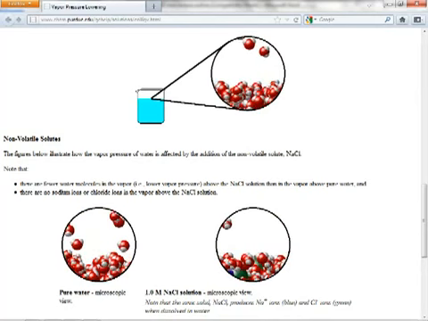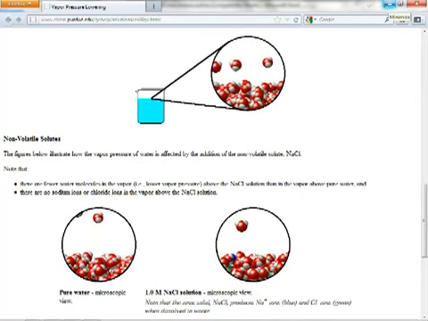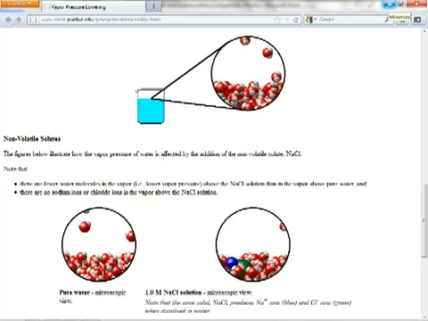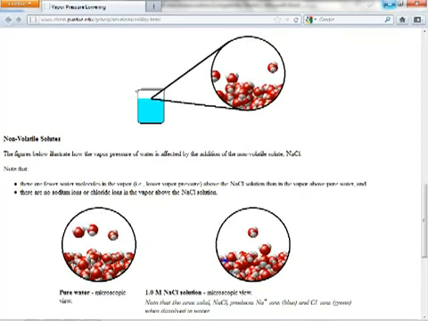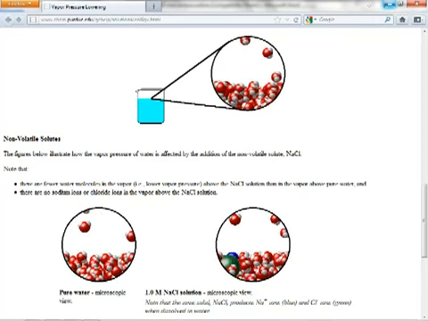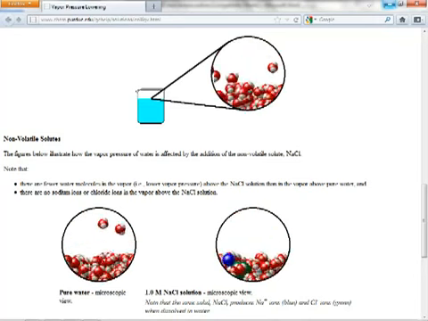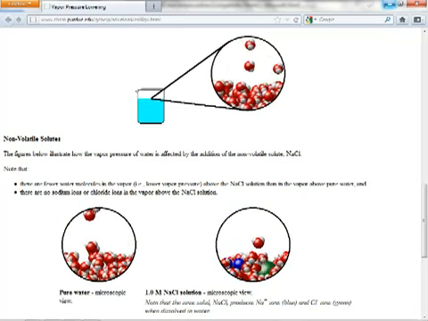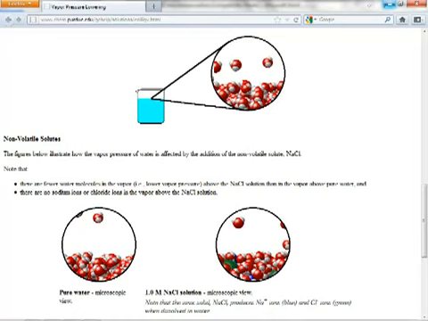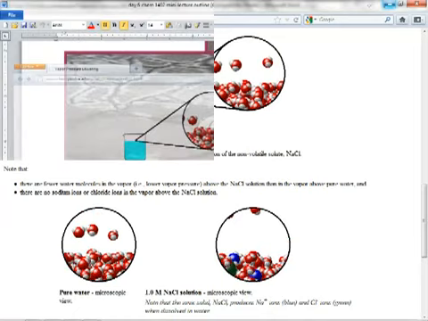It doesn't really matter what the object is that you're dissolving into the water. Something that blocks is something that blocks. So no matter what you dump in water, the vapor pressure is going to go down. That's what I'm trying to get at.